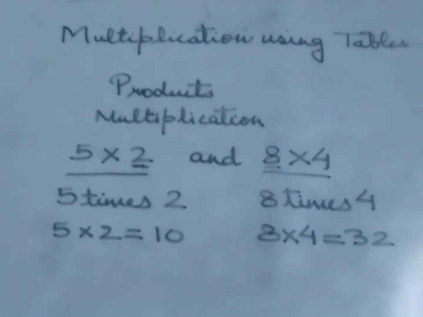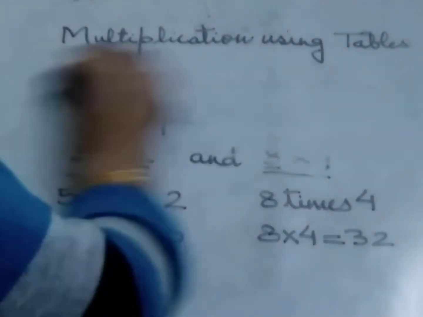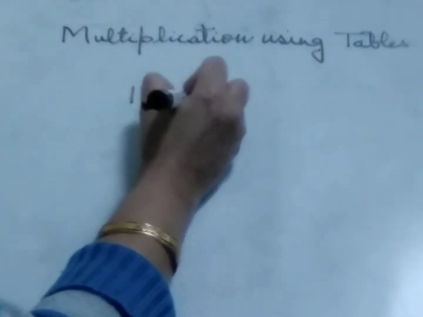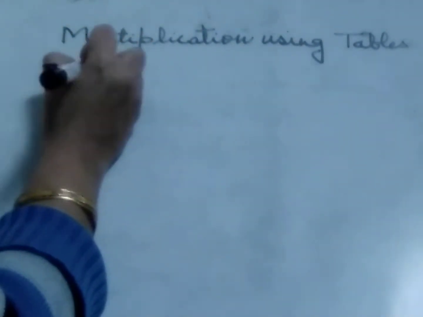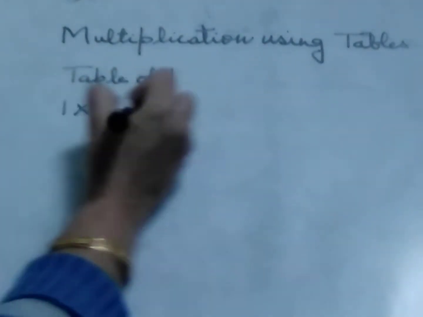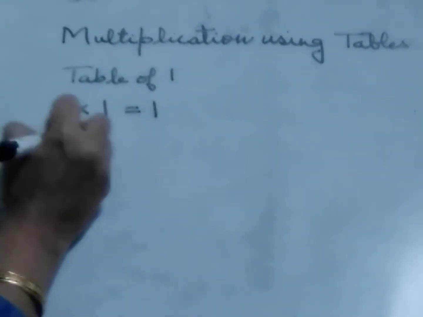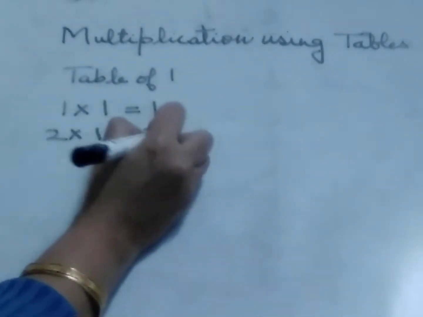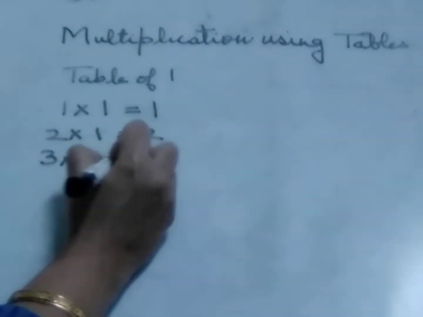Okay. Now revising tables. Do you remember the tables of 1 to 6? Okay. Let us complete these tables. First table is table of 1. And we are given here 1 multiplied by 1 is equal to 1. 2 multiplied by 1 is equal to 2. 3 multiplied by 1 is equal to 3.